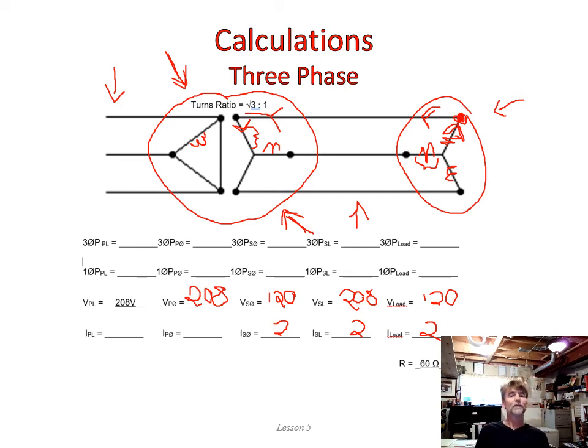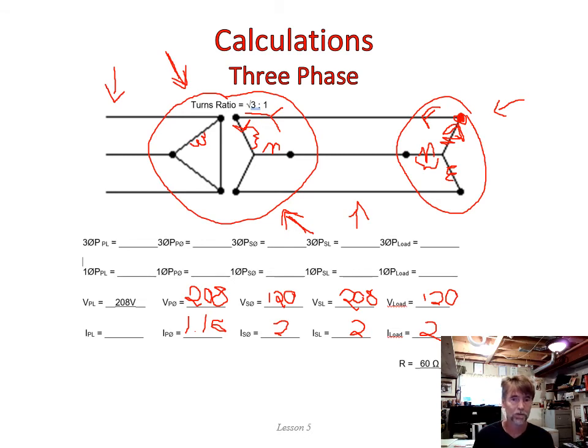Let's look at the voltages to figure out what happens. As we go backwards through the transformer from the secondary to the primary, the voltage increased by the turns ratio, which happens to be √3. Secondary voltage is 120. Back at the primary, it went up to 208. So if the voltage went up, the current's going to go down. We're going to have 2 amps divided by √3, which equals 1.15 amps.